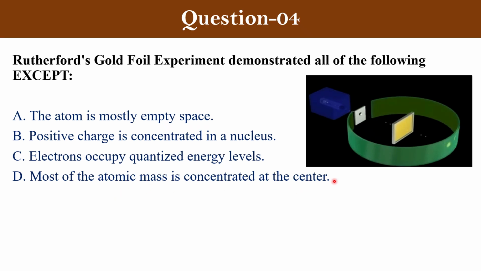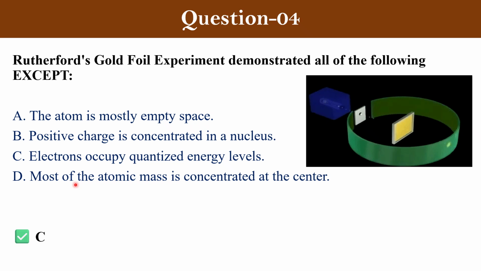Which option is correct? The Rutherford gold foil experiment demonstrated all of the following except, that means which one is not correct for the Rutherford gold foil experiment. So the correct option is option C, that is electrons occupy quantized energy levels. It was not demonstrated in the Rutherford gold foil experiment. It was demonstrated in Bohr's atomic model.